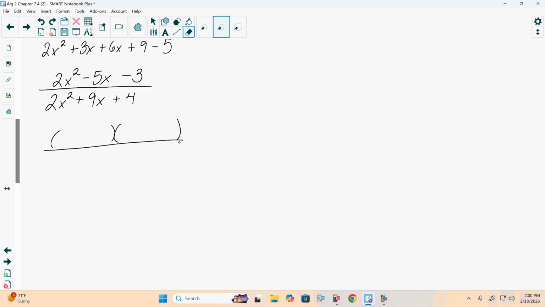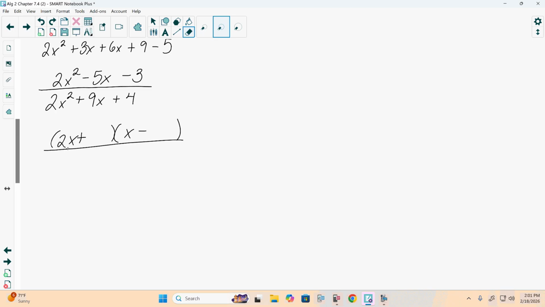If we look at the numerator, 2x squared minus 5x minus 3, since there is no greatest common factor between 2, 5, and 3, we set up 2 sets of parentheses with 3 spaces. Since the third term is negative, our signs are opposite, positive and negative. Now the factors of the first term, 2x squared, we will have x and x.